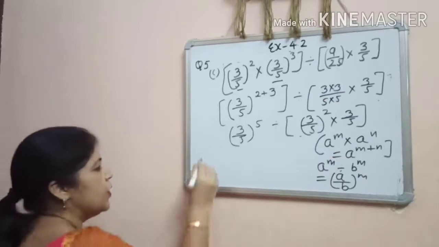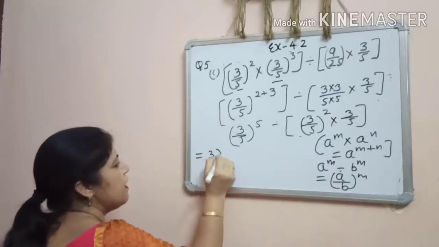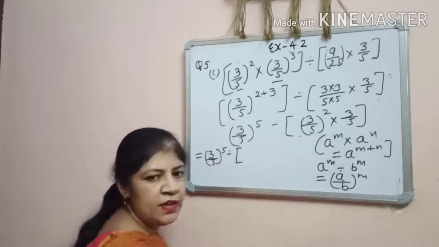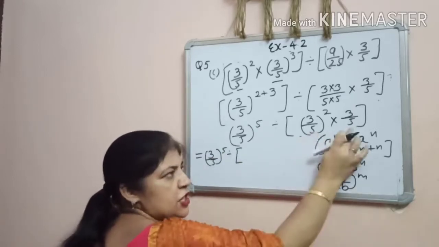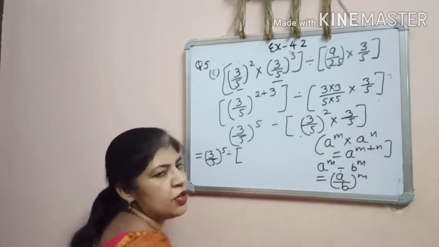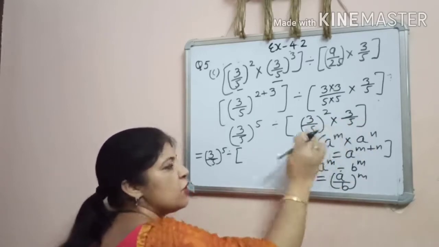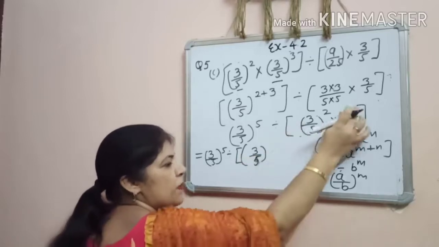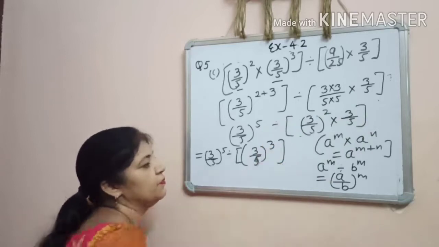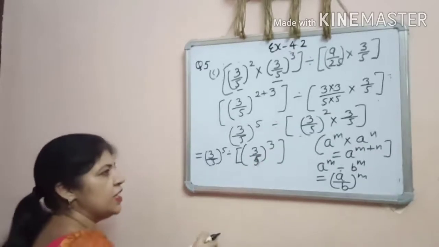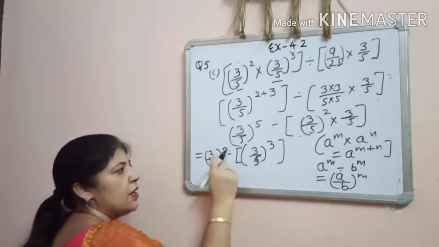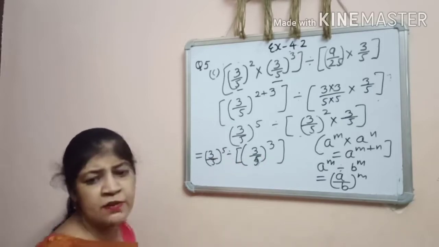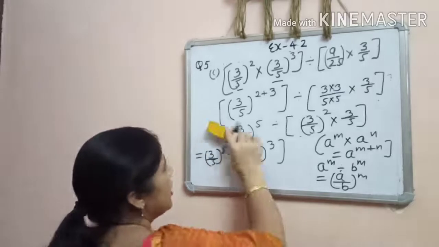Okay. Now it is 3 by 5 raised to the power 5 divided by, now here we will apply the same law, this law. Bases are same, powers are different, so we will add the powers in case of multiplication. So you will get 2 plus 1, 3. Okay. Now again powers are same, bases are different, and there is a division sign. So power will be subtracted. I am doing here.